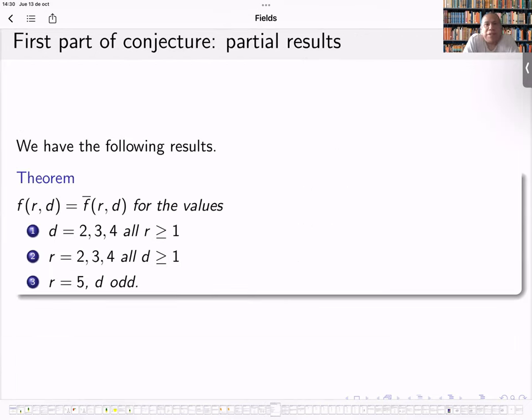The first part of the conjecture, the one that we were more interested in, is to my knowledge still open. And with my student Pedro, we managed to get some values done. We got up to four variables. We also got up to degree four. We got five variables with degree five with an odd number of variables. So there are just partial results, but we think that the conjecture is true.